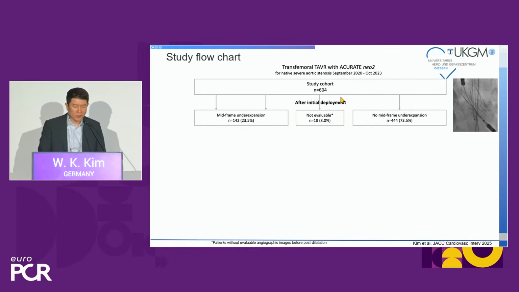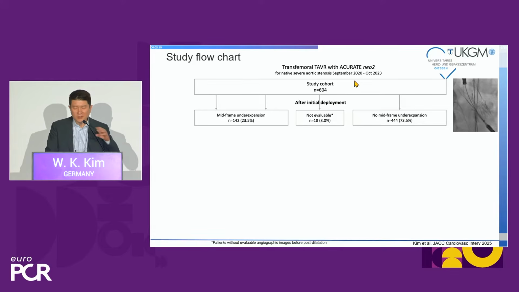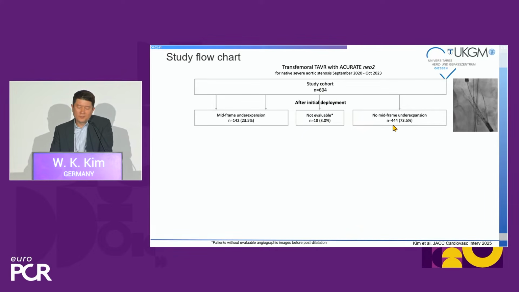So let's look at the study flowchart. These were Accurate patients that had angiograms in the 3-cusp view from 2 centers, over a period of 3 years. We enrolled 604 patients, and this is what we were identifying after initial deployment. So this is step 2, and after step 2, we saw mid-frame underexpansion in 24%. 3% were not evaluable, and around 3/4 of patients initially had no evidence of mid-frame underexpansion. So this was immediately after implantation.